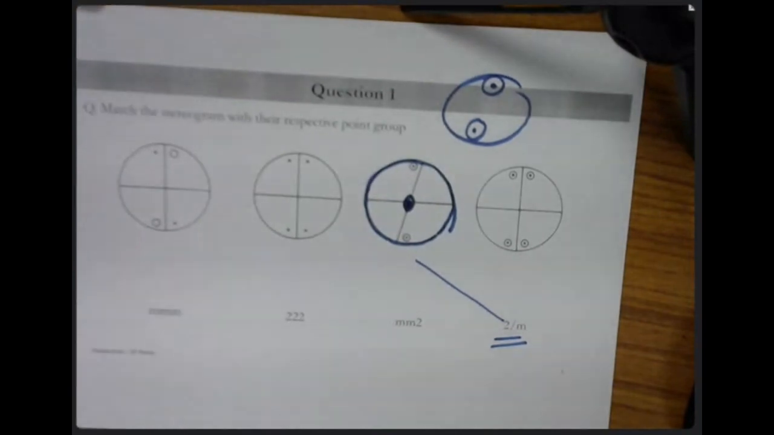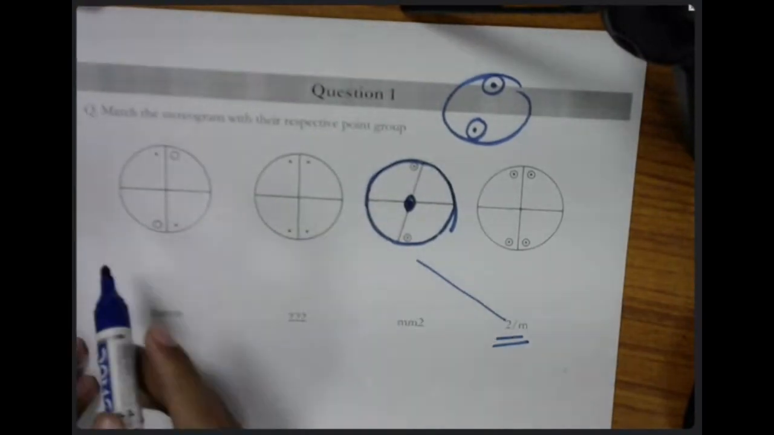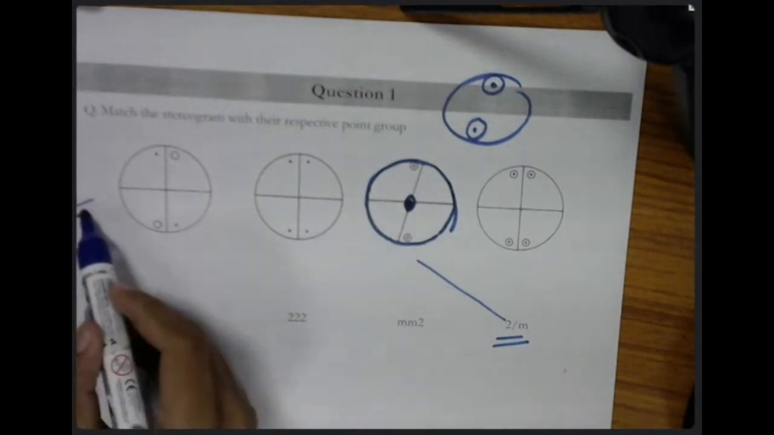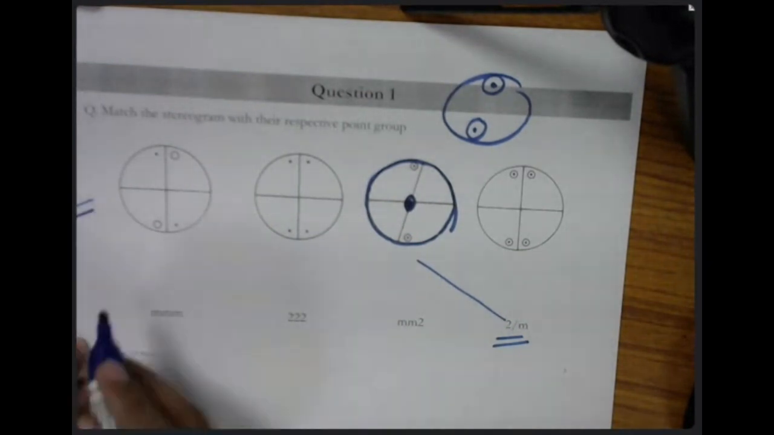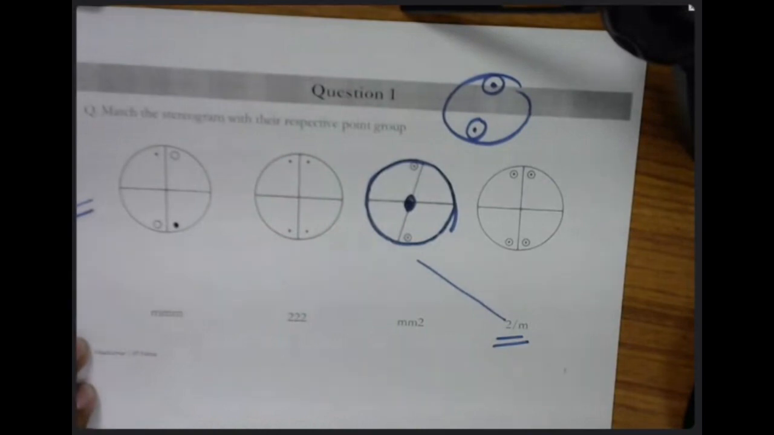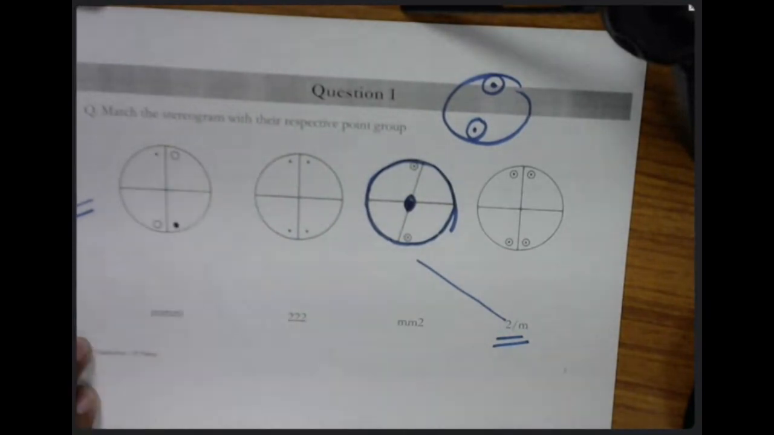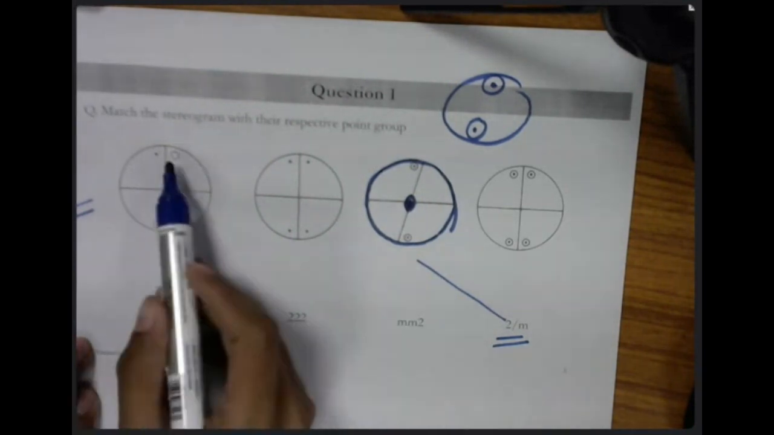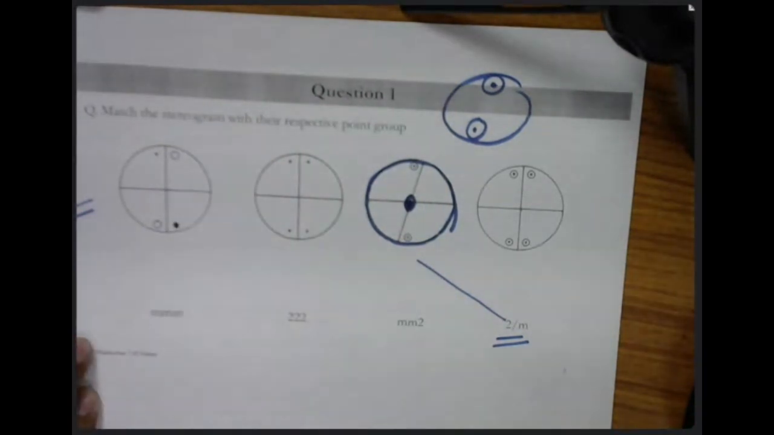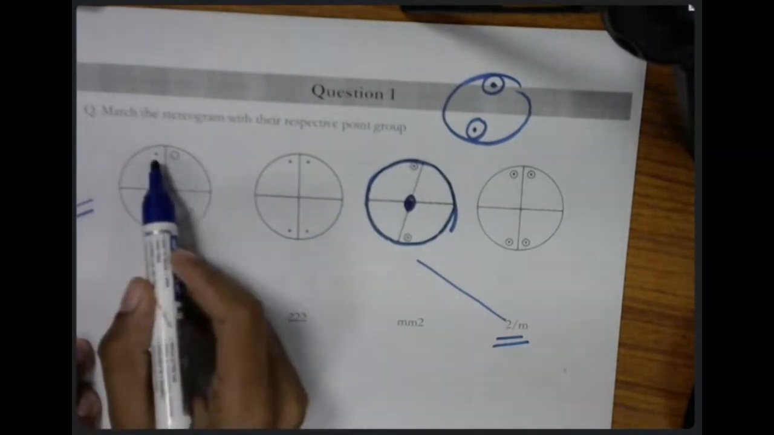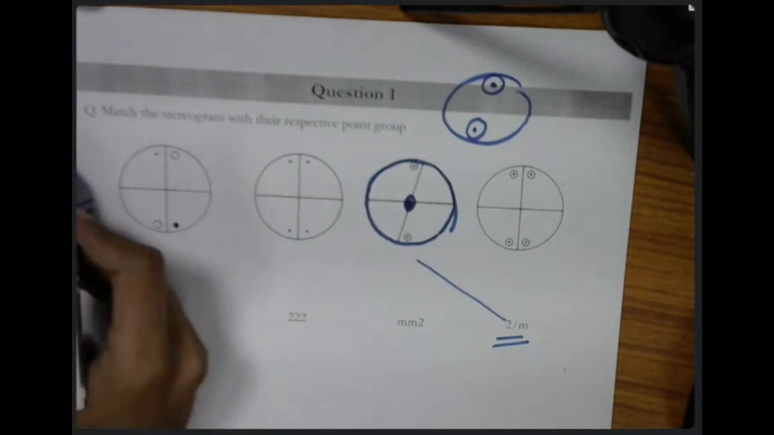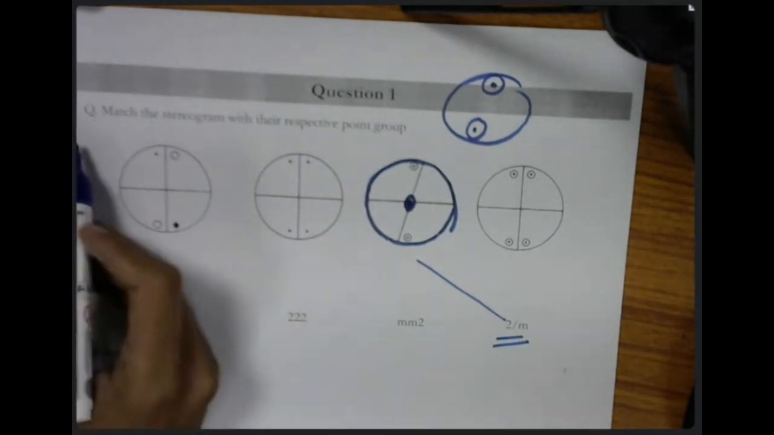Now let's go with another point group, another stereogram. Start with this first one. Let us say this is our starting point. How can I generate the remaining points? If I rotate it by 180 degrees, I will get this particular point. That is fine. How can I get the remaining 2 points? And we have to note that this is above and this is below. So we use this symbol for above the plane, and this one for below the plane.